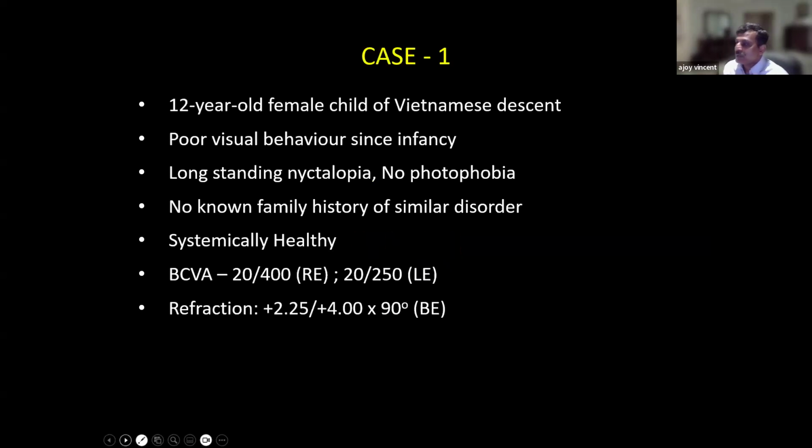Case 1. This is a 12-year-old female of Vietnamese descent. Poor visual behavior since the child was born. Parents complain of night blindness, or nyctalopia. There is no photophobia. There is no known family history. The child is systemically healthy. The best corrected vision is 20/400 and 20/250 in the right and left eye respectively. There is compound hyperopic astigmatism in both eyes.